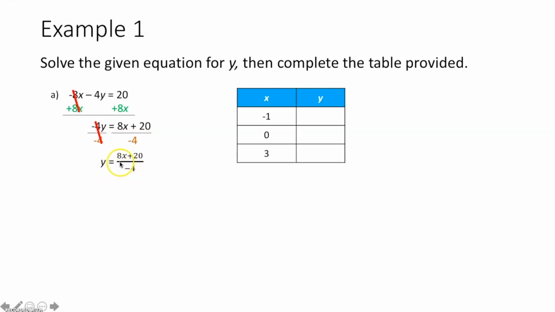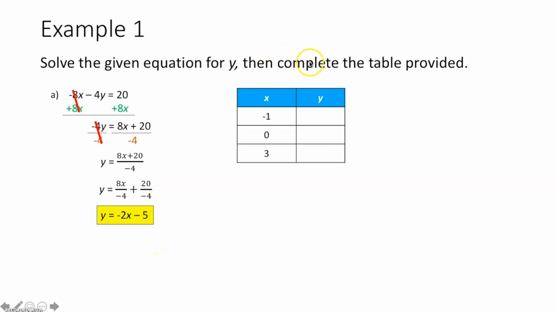So what I can do, because this is all one fraction, I can take negative 4 in my denominator and put it under each term in my numerator. Now I can simplify it a little further. I have y is equal to, what's 8 divided by negative 4? That's negative 2. So it's going to be negative 2x, and then over here, 20 divided by negative 4 is going to be negative 5.